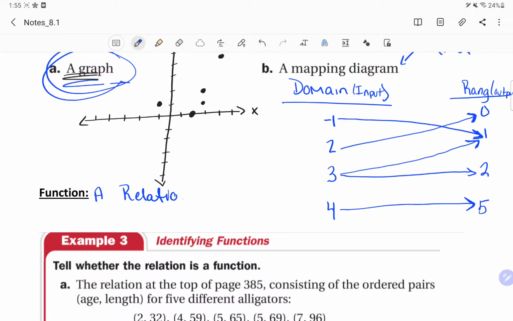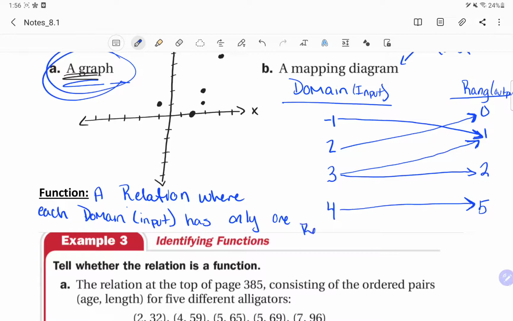Okay, so a function is a relation where each domain or input has only one range or output. Okay?